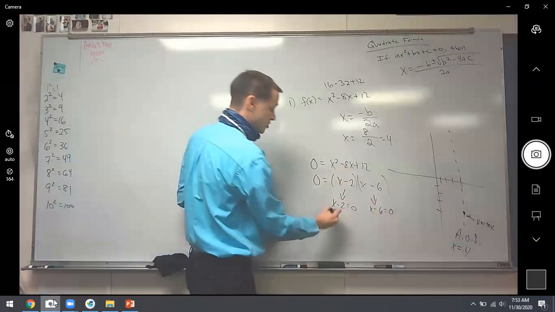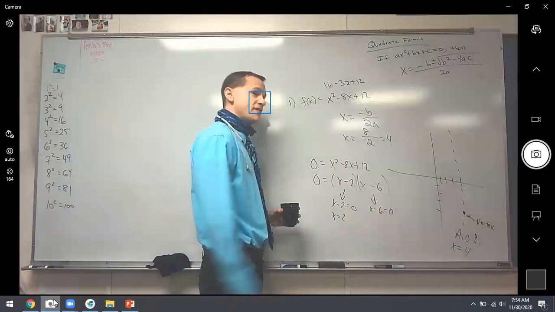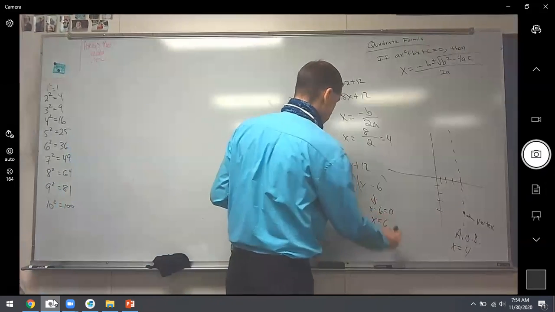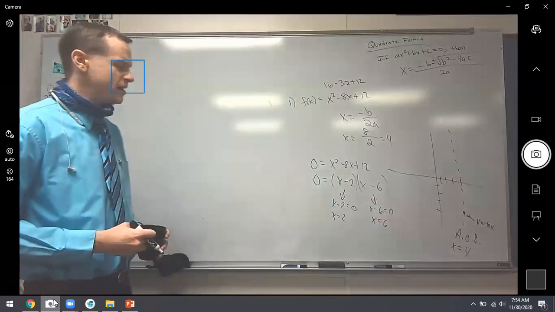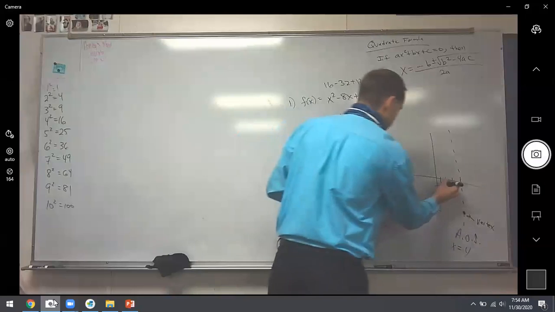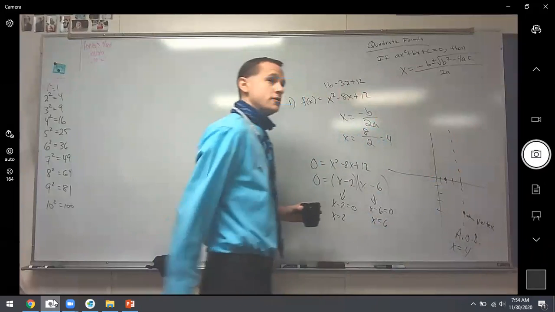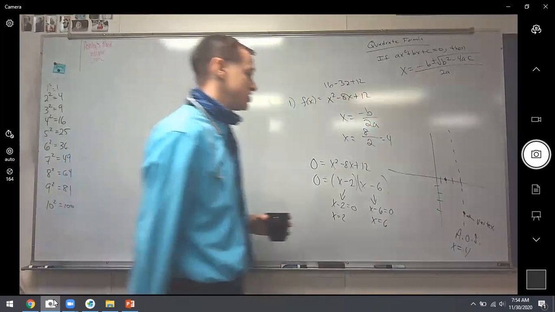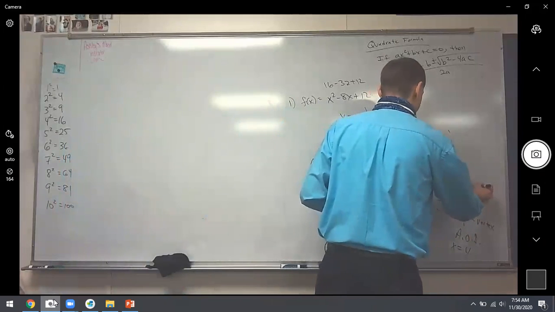But if x minus 2 is 0, that means x is 2. And if x minus 6 is 0, that means x is 6. So that means that coordinates 2 and 6 are on the x-axis. So that's where the zeros are. There's 2 right there. It's going to cross the axis at x equals 2. Also, it's 6. So 5, 6.